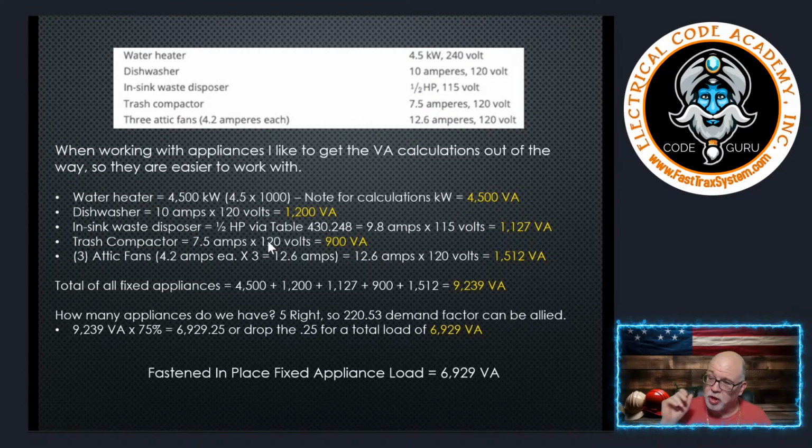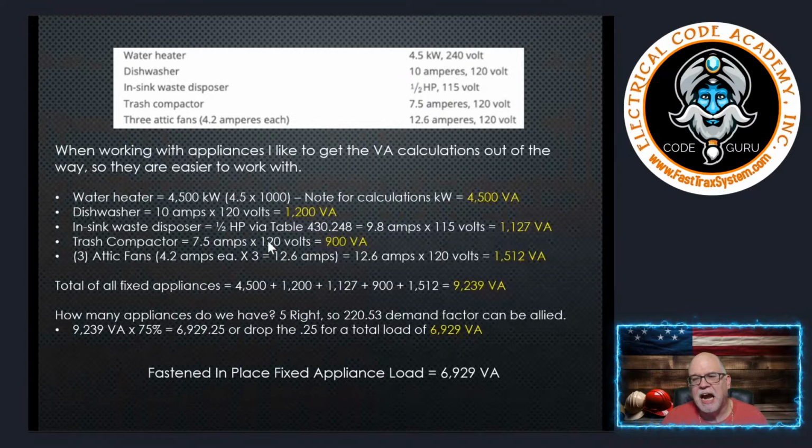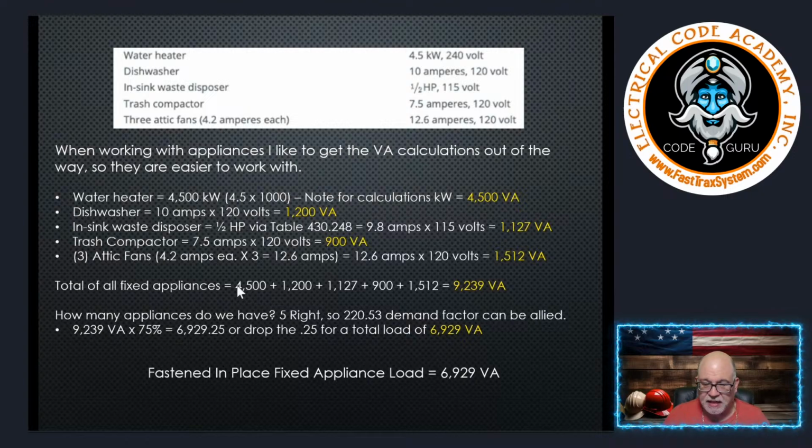Now, the first thing you'll notice is, how many appliances do we have? Well, let's add it up first. Let's add all these numbers first before I get into that, because this is where you can sometimes get tricked on an exam. So I've got 1,500 plus 1,200 plus 1,127 plus 900 plus 1,512. And that is 9,239. So that's what we have right here.